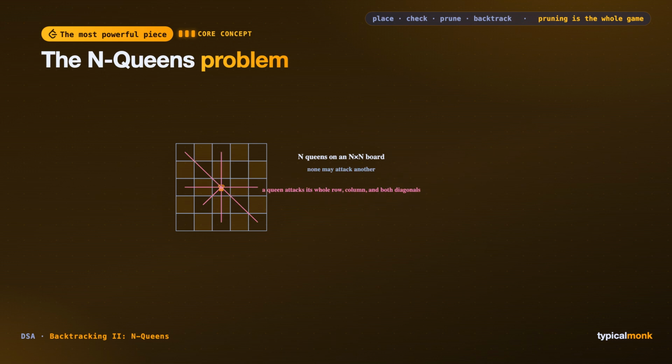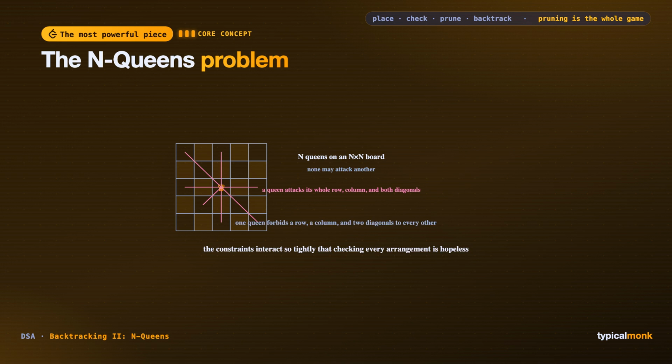To understand the difficulty, recall how a queen moves in chess. It is the most powerful piece. A queen attacks along its entire row, its entire column, and both of its diagonals for any distance. That means a single queen threatens a huge swath of the board. So placing one queen does not just occupy one square, it forbids an entire row, an entire column, and 2 full diagonals to every other queen. Every placement dramatically constrains where the remaining queens can go. And that is what makes it a genuine puzzle rather than a simple task.